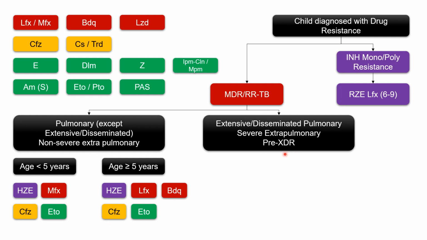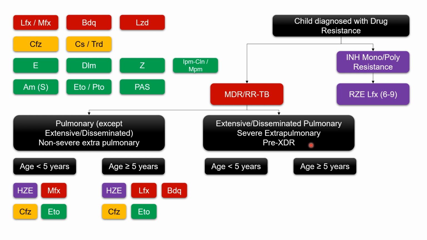Now coming to this scenario, it is a severe scenario. Severe scenario means more duration. Severe scenario means more number of drugs. So accordingly, we'll also classify this as less than 5 years and more than 5 years. Why? Due to the same reason. More than 5 years, we can happily use bedaquiline and delamanid. Less than 5 years, we cannot use bedaquiline and delamanid.